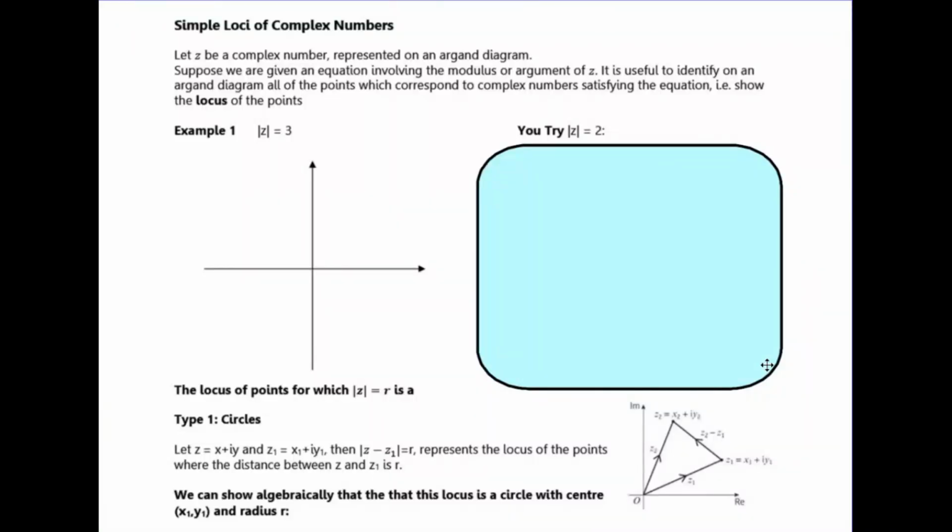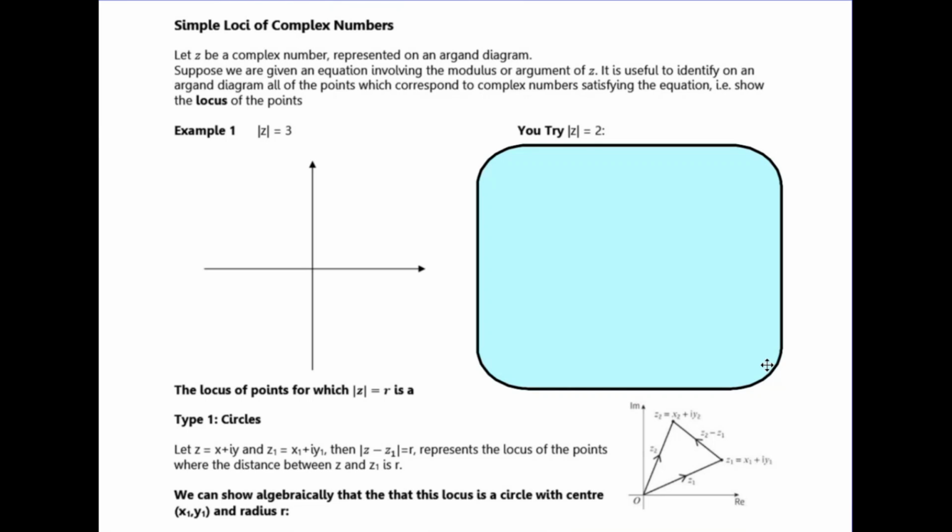But the remainder of this pack is concerned with loci of complex numbers. Loci is something you should have met at GCSE before. Locus of points, essentially all the points that are equidistant from various different things. So you can have a locus around a single point. You can have a locus between 2 points and all sorts of different things.